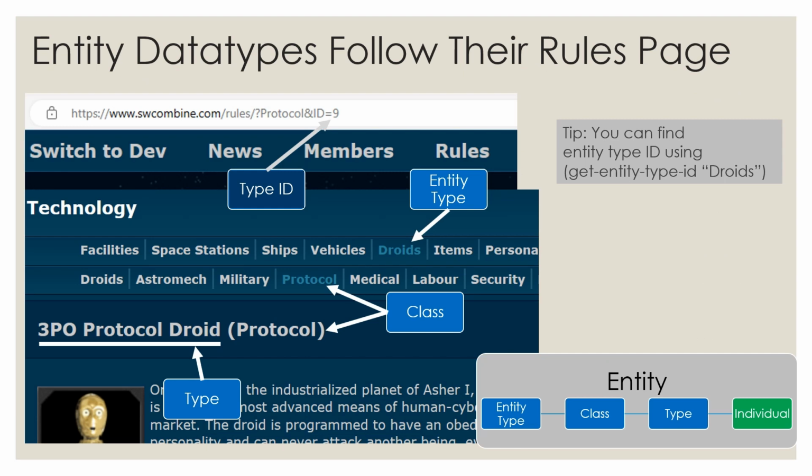So this slide is more for if you're trying to do some complex things with entities, like, you know, determine whether someone's holding a lightsaber or a projectile weapon. So just as a brief overview, the entities contain information about the type and class and entity type, and that structure will follow the rules page. So you have the type here, etc. and then the type ID will be in the URL. If you need the entity type ID, you kind of have to guess at it using this function and the entity type name.